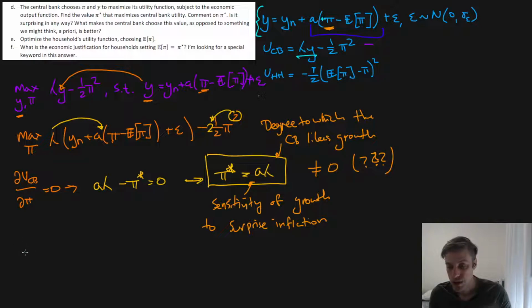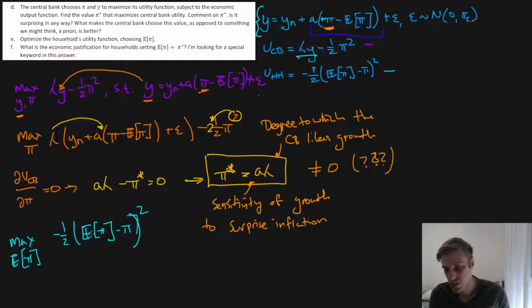Okay, the household's utility is very simple, so we can quickly optimize it. The household has only one decision function. They're going to maximize expected inflation given minus 1/2 expected inflation minus inflation squared. Okay, so you can see there's one choice variable, so we just take a derivative. We're going to take the partial derivative with respect to the expectation of pi, which the households themselves choose. They choose how much inflation to expect.